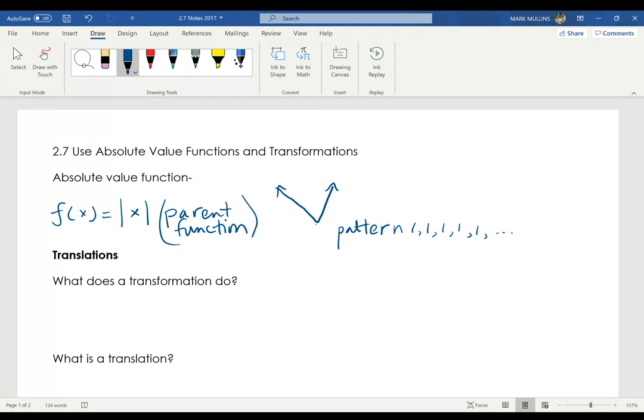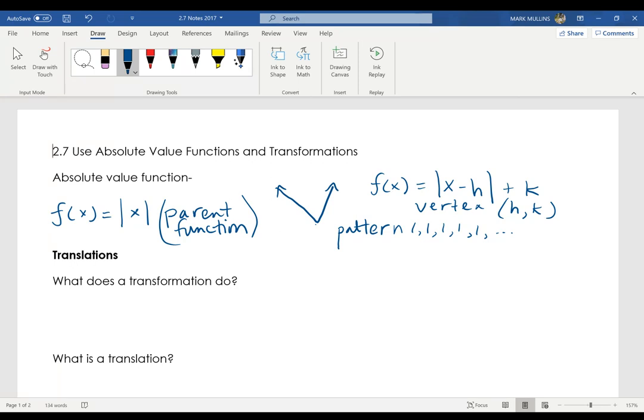Now I can look at a little more interesting absolute value. A lot of times we'll write it as absolute value of x minus h and then plus k. Notice the h is inside my absolute values with the x and my k is outside. That would have a vertex of h, k. So notice that my h is opposite in sign, but my k is the same sign. That's going to be really important for some of the problems that we're doing.